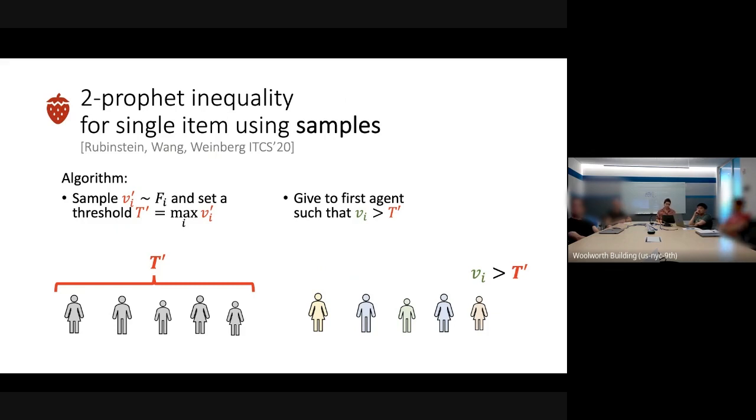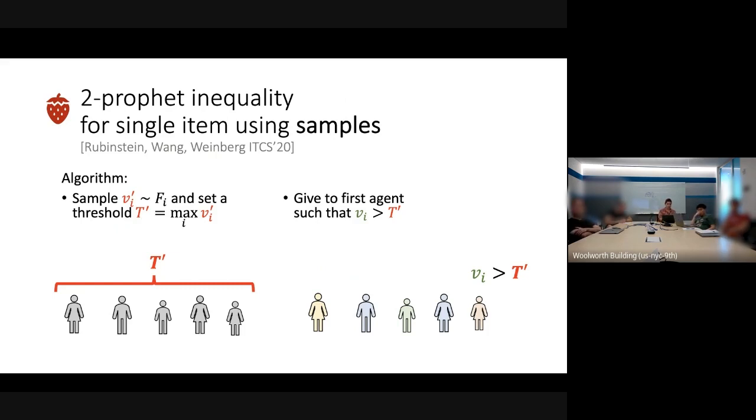And instead of having access to the n distributions, as in the setting I introduced at the beginning, we just have access to one sample for each distribution. So what can we do in this case? There is this very simple algorithm that gives a factor 2 profit inequality for the case of one item.